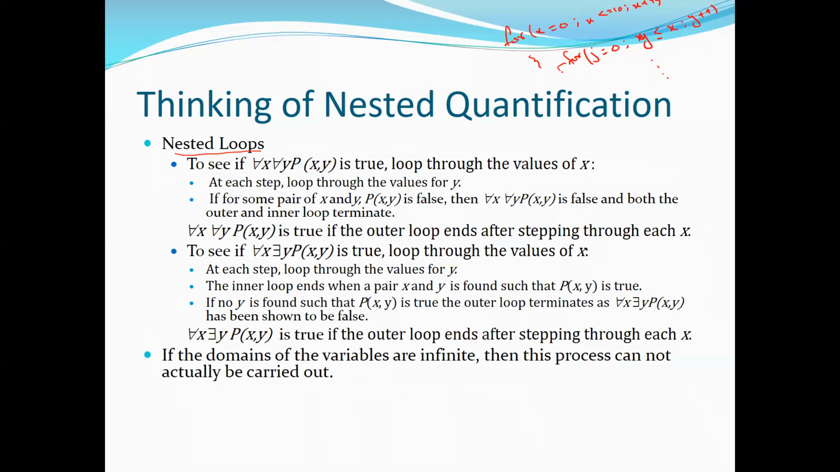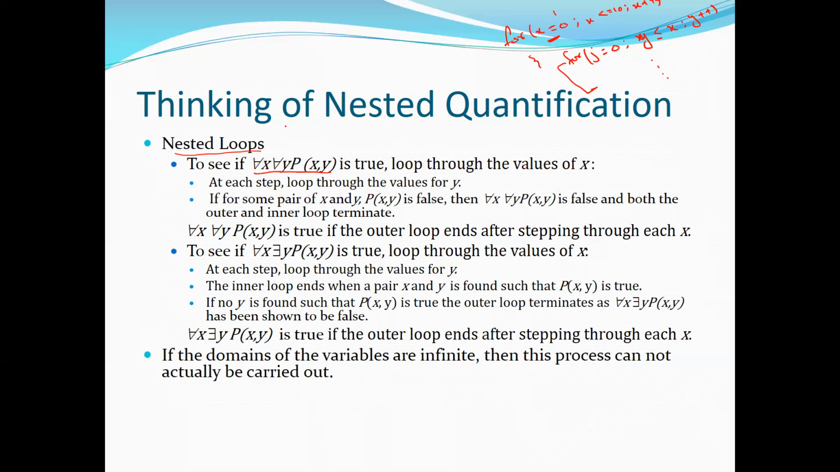So this whole inner loop will be executing for every value of x. If x is 0, this loop will be executed. For the next iteration, when x becomes 1, this whole loop will execute again. For every value of x, the y loop will be executed all of the time. The similar logic we are using here to see if for all x, for all y, P of x comma y is true. I am going to loop through the values of x, and at each step loop through the values of y, for every value of x, all the values of y in the domain.